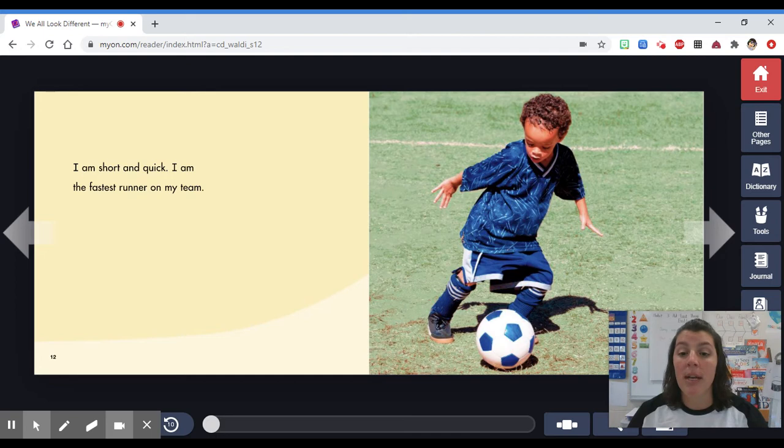So this little boy may be short, but he's very fast. So that's a great trait for him to have to help out his soccer team.